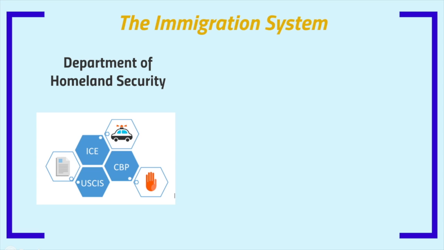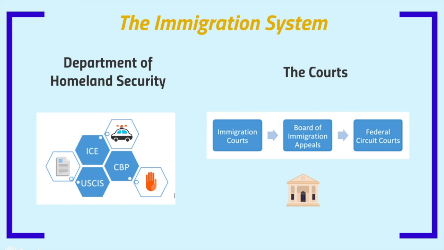Then, there's USCIS, the U.S. Citizenship and Immigration Services, the branch that adjudicates requests for immigration benefits, such as applications for green cards, citizenship, or asylum. On the other hand, we have the court system. Starting off with immigration courts, staffed by judges employed by the Department of Justice, who decide cases of individuals who ICE believes are deportable. The decisions of immigration judges can be appealed to the Board of Immigration Appeals, and ultimately to the federal circuit courts.